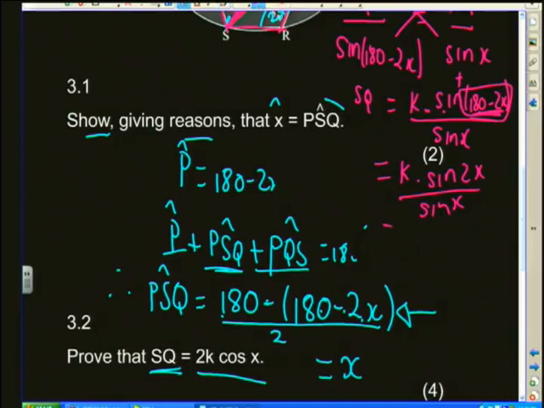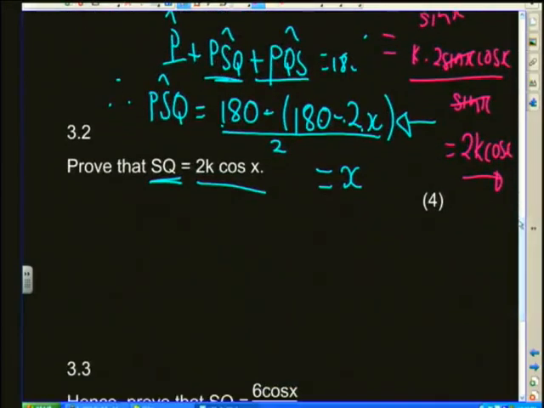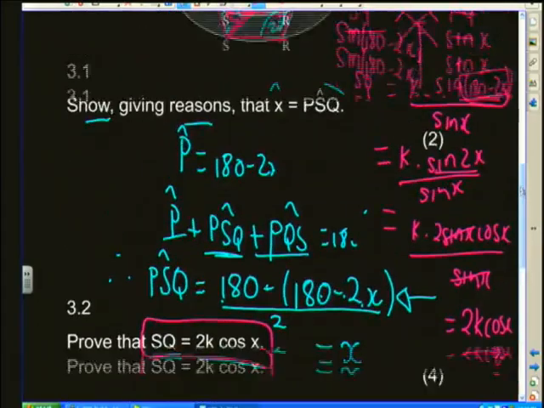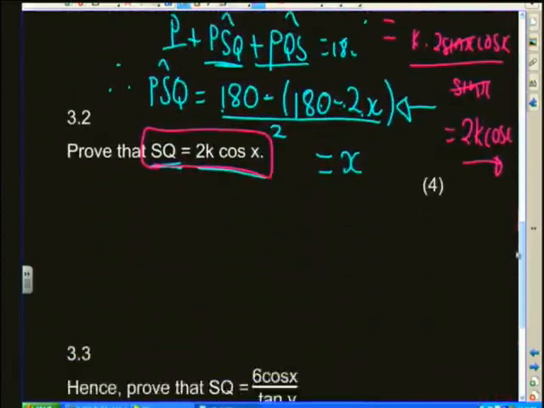Simple. We just go one more step and we use our double angle expansion. So this is going to give me k times 2 sine x cos x all over sine x, and you'll find that your sine x's cancel, so you end up with 2k cos x. All right, so that's how we proved part 3.2. SQ is equal to 2k cos x. We did that by simply working in triangle PSQ, and we worked with the information that we were given there.